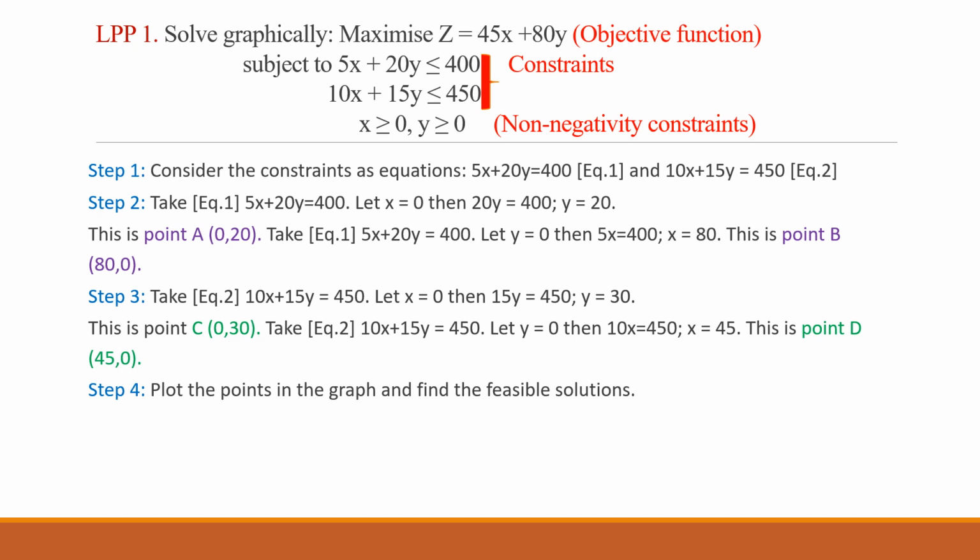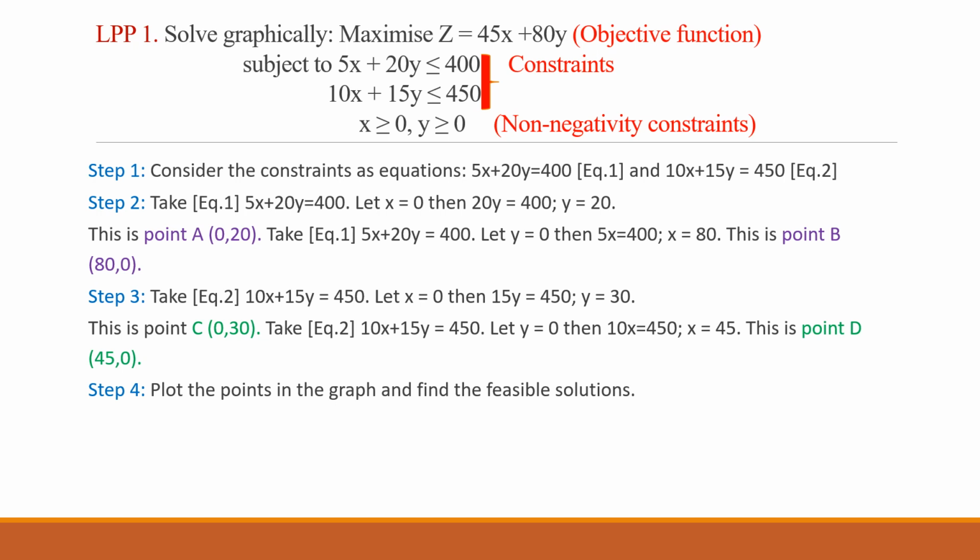Take this as point A. So x is 0 and y is 20, so (0, 20) is our point A. Now let us take the same equation 5x + 20y = 400 and assume y = 0. When we substitute y as 0, we get 5x = 400 and x = 400/5, which gives the result 80. So this is our point B: 80 is x, 0 is y, so (80, 0) is point B.